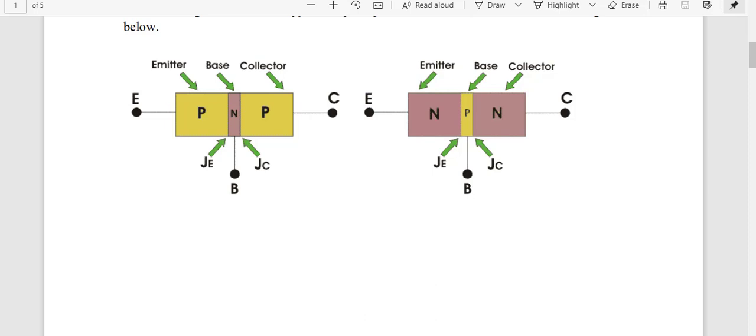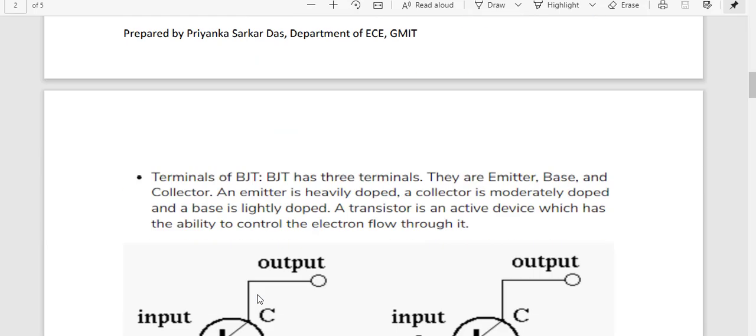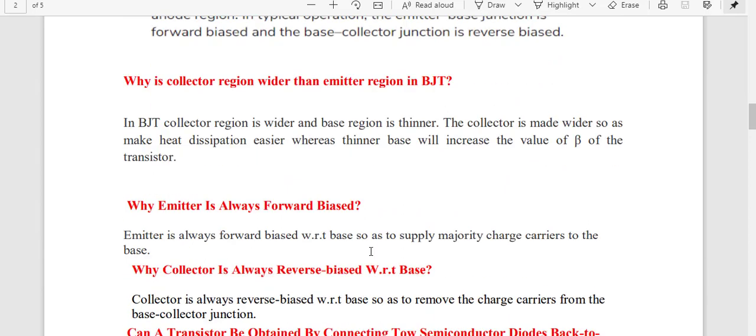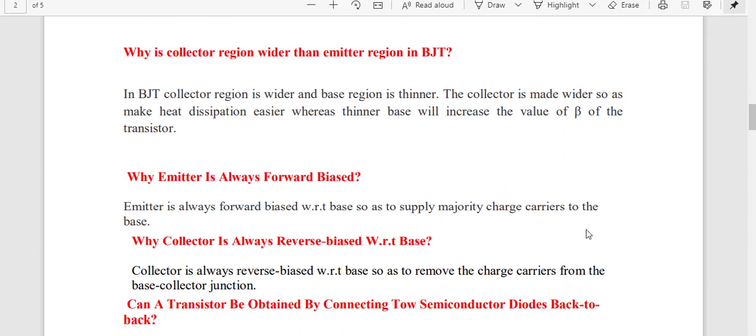Now if you apply reverse bias, the voltage drop is high. High voltage drop means the value of resistance is high. So again I am saying the resistance of the input side of the BJT is low. Low resistance means low voltage drop, that means forward bias. High resistance means high voltage drop, so reverse bias. So that's why the emitter side is basically forward biased in case of BJT, and the collector side is reverse biased.